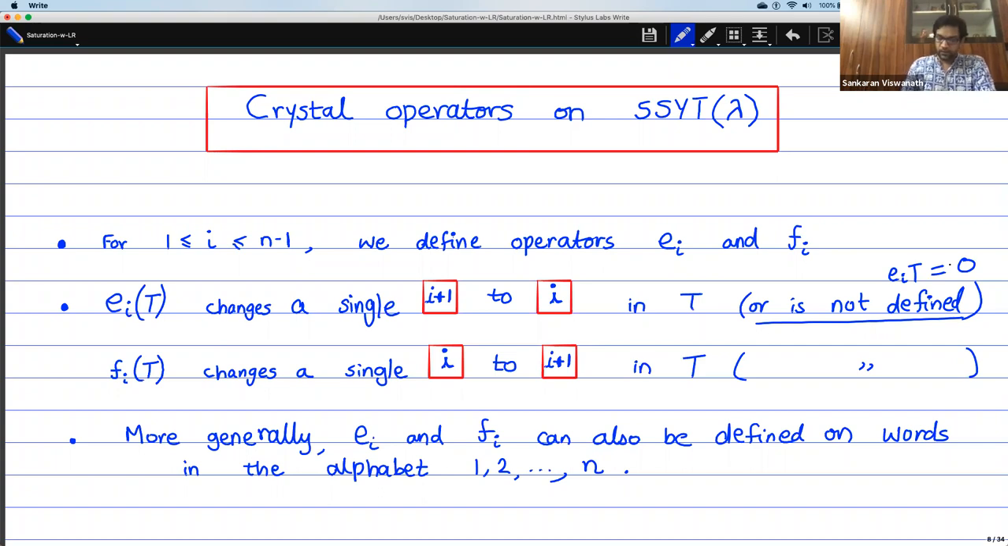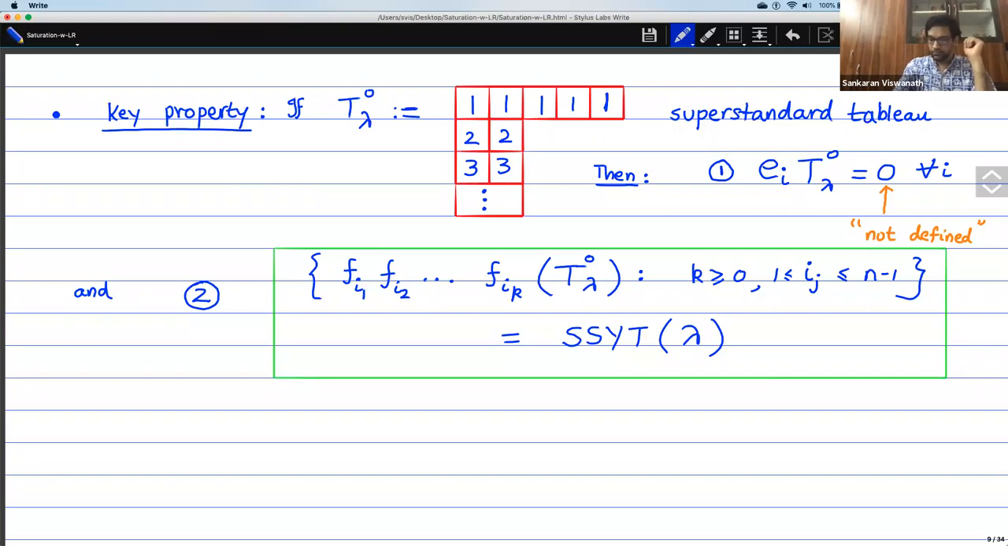Now, there is an action on tableau. I'm not getting into the definitions of the crystal operators themselves, but it's important to note that the crystal operators don't just act on tableau themselves. They more generally can be defined and act on words in the alphabet 1 through n. So I can define an action on words, not just on tableau. I'll come to that in a moment.